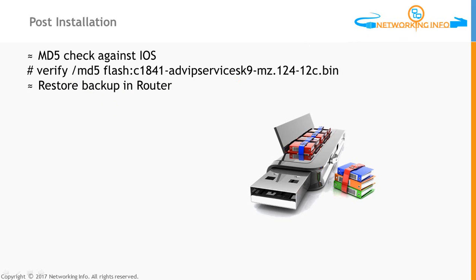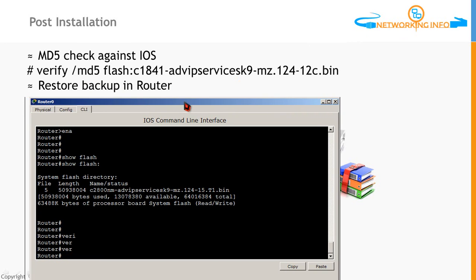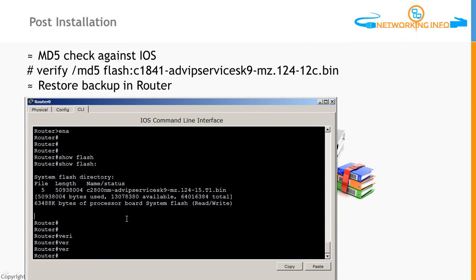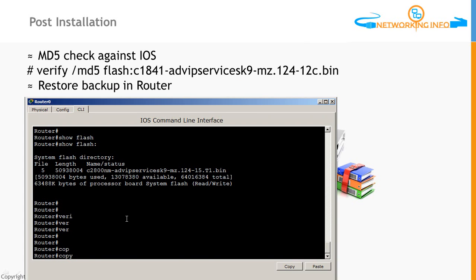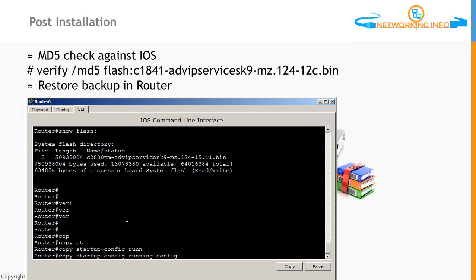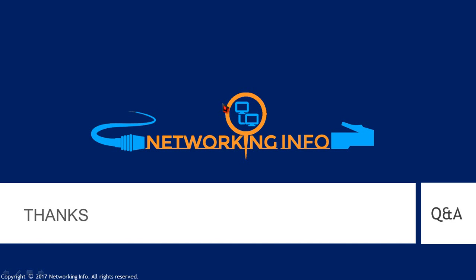And the last thing we need to do in this configuration is restore the backup if you have it in the TFTP server or in NVRAM. So you can copy from startup config to running config, then everything will work fine. You can restore the backup which you have already taken before the hardware fails. That's it. I hope you have understood the installation of a new operating system in a Cisco router.